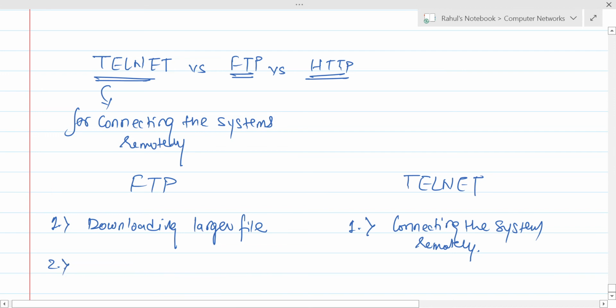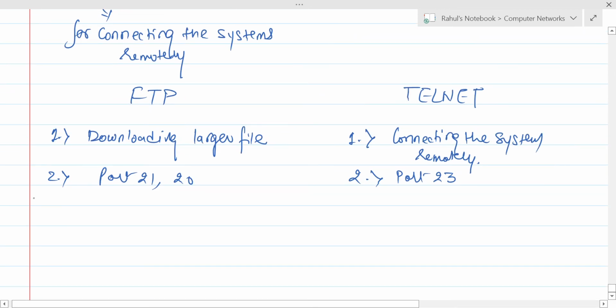Now, if I talk about FTP, normally port number 21 is used for the control connection and port number 20 for the data connection. But in Telnet, port number 23 will be used. Point number 3: FTP will be used for transmitting files.